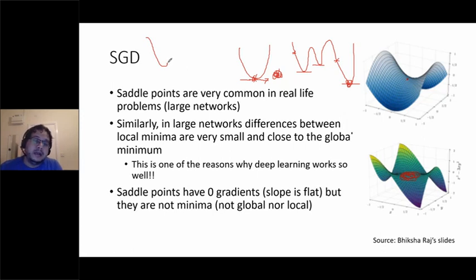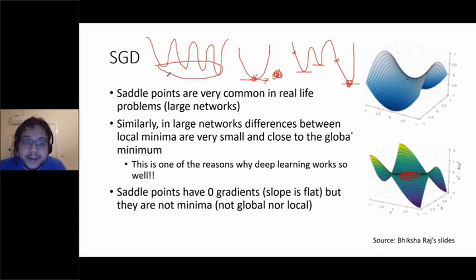But in real life problems with a lot of neurons, local minima are like that. The difference between them is very small, which means they provide a comparable solution in terms of quality. This is a really impressive phenomenon that is happening in real life. We don't know why, but it happens that this is the case.